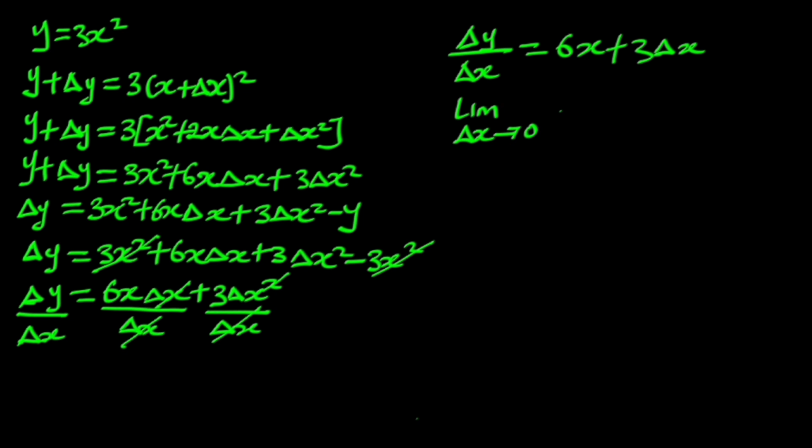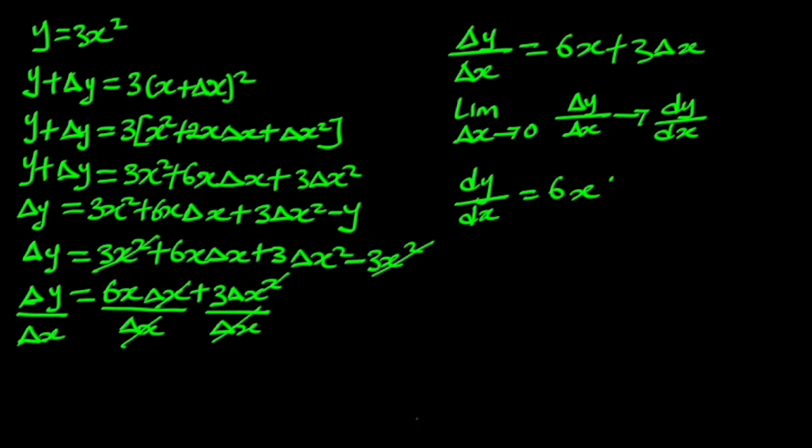So, as change in x tends to 0, change in y over change in x also tends to dy over dx, which is read as dy dx. Hence, we write the expression as dy dx equals 6x plus 3 times 0, which is dy dx equals 6x.